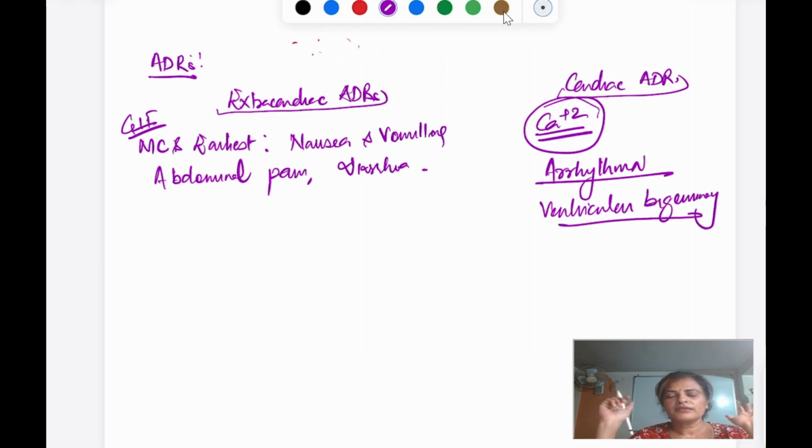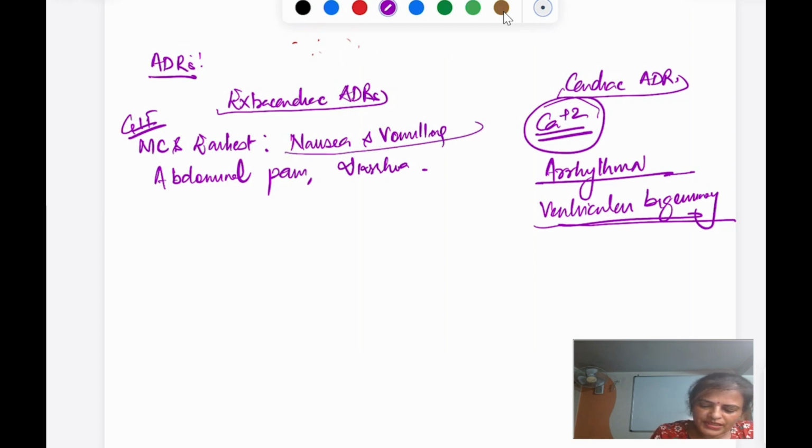Ventricular bigeminy. That is the most common arrhythmia which is seen with the cardiac glycoside. इससे सबसे कॉमन जो है वो आपका ये वाला आता है, ventricular bigeminy. And now how you are going to treat the patient? आप इसको कैसे ट्रीट करोगे?